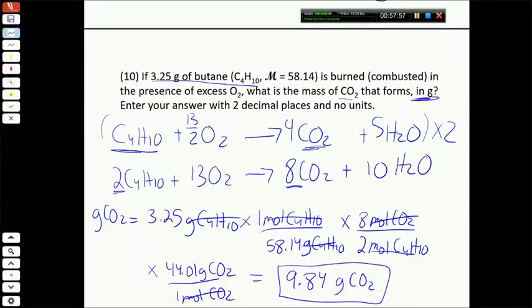All right, so this was a straightforward mass-to-mass stoichiometry problem. We're giving you a mass of one of the reactants and asking you to find the mass of the product that can form when that reactant is consumed. So, questions on this topic?